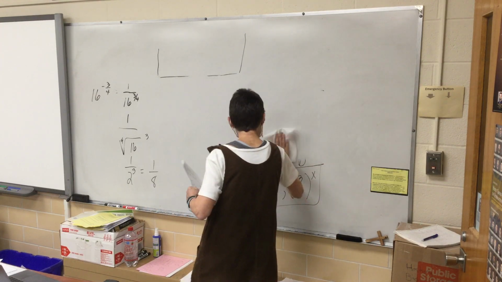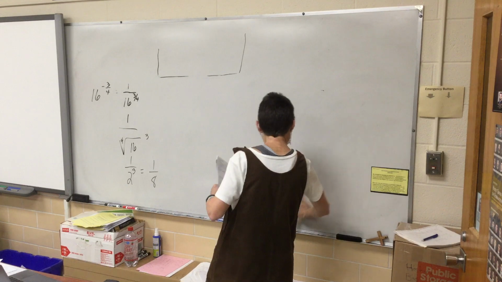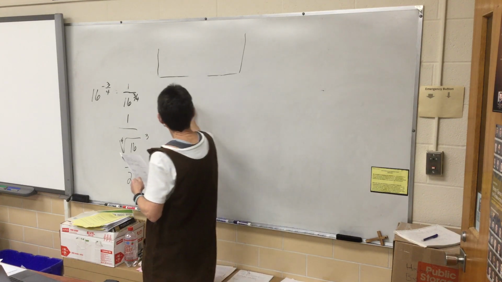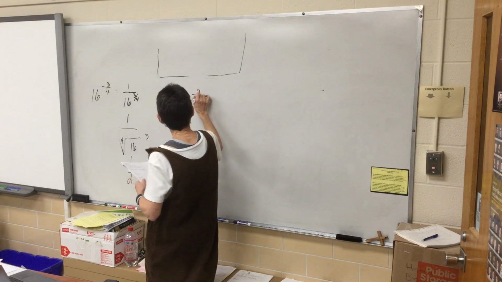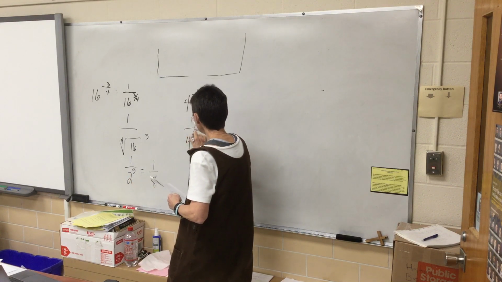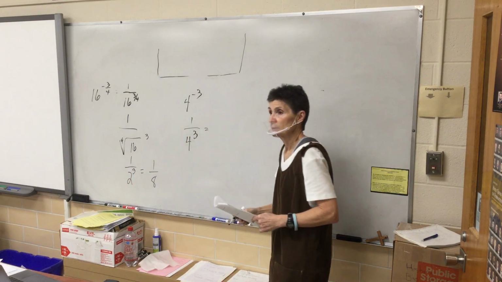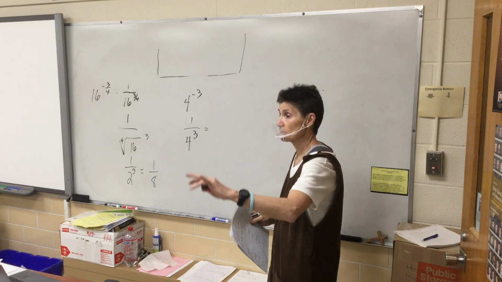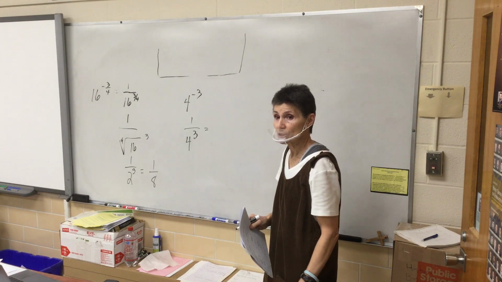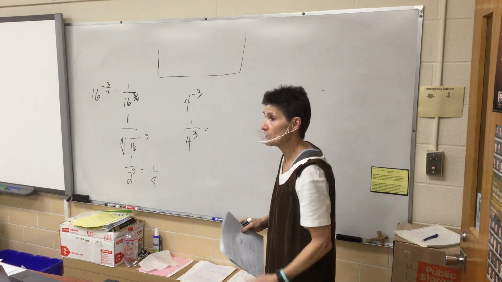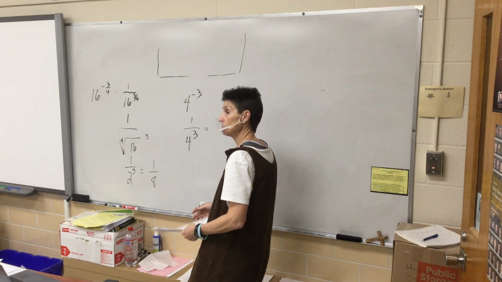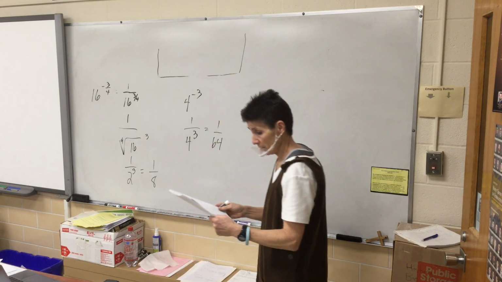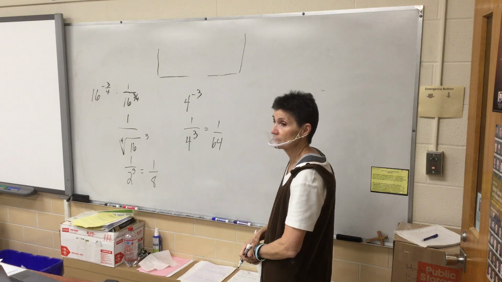Okay, we have another negative exponent. So this one's a little bit easier. 4 to the negative 3rd would be 1 over 4 cubed. And 4 cubed means 4 times 4 times 4, which if you know that, great. If you don't know it, you'll figure it out. 4 times 4 times 4 would be 64. So 1 over 64.